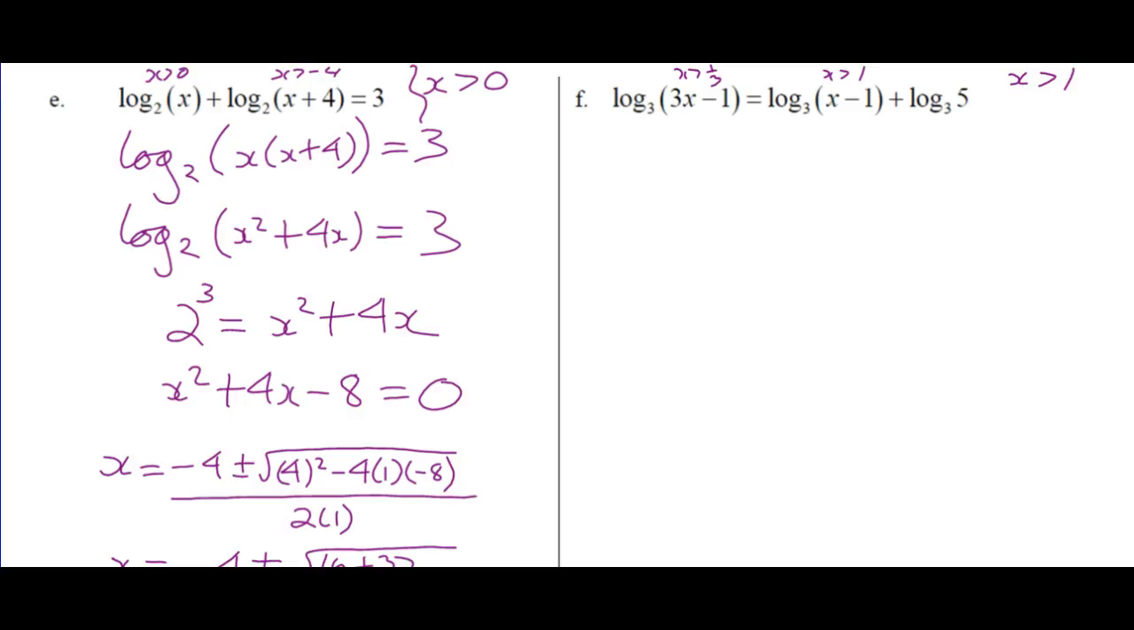Okay, now what? If I had a single log on each side, what do we do? We just drop the log 3, right? So can I get a single log on the right side? Yeah. How? Multiply.